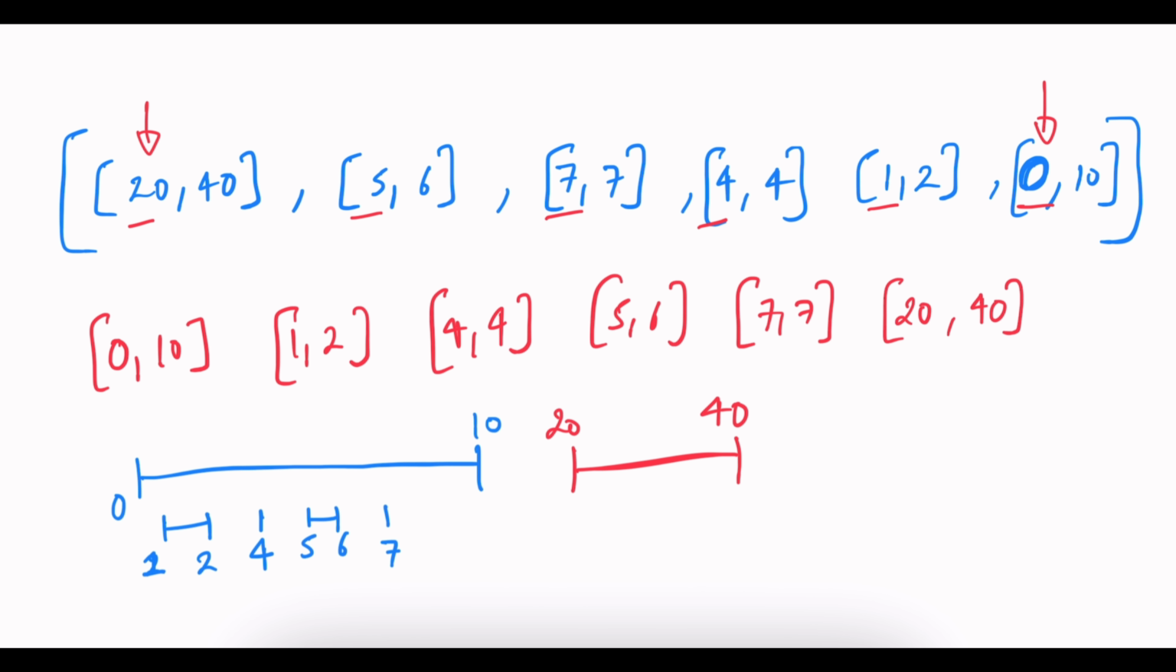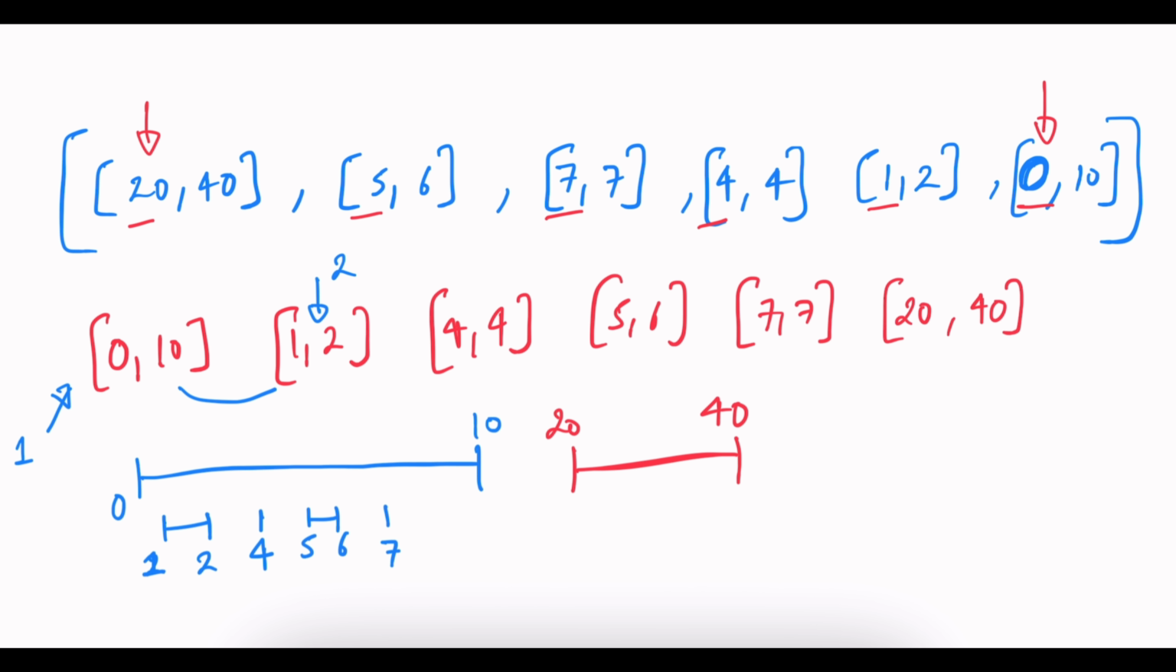So now we will not have to compare a particular meeting time with every other meeting time. We can simply compare this first item with the second one. So basically we can simply compare adjacent meeting times, and if they are overlapping, then we can simply return false.